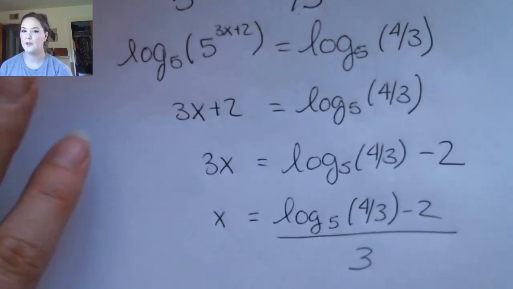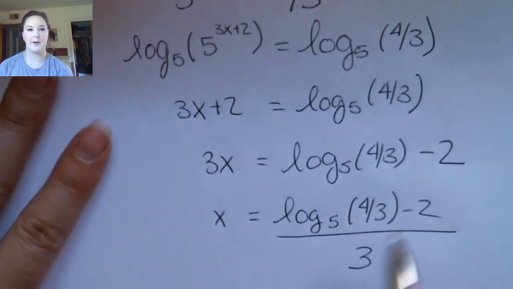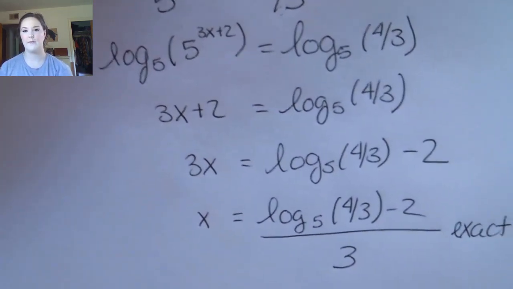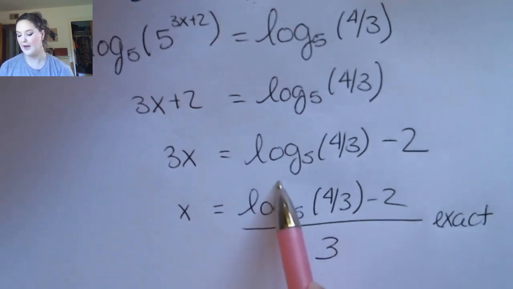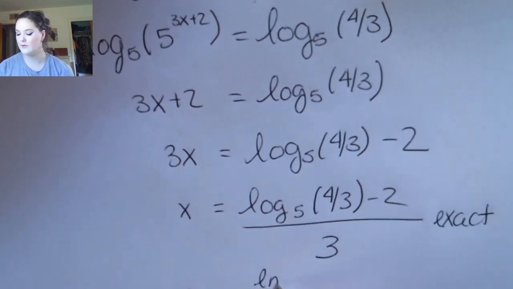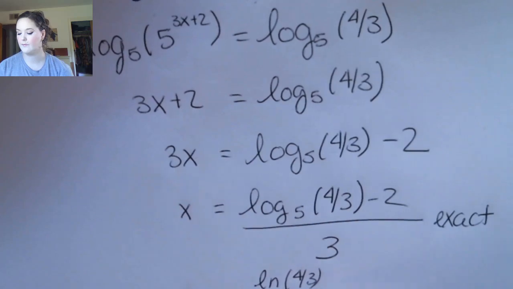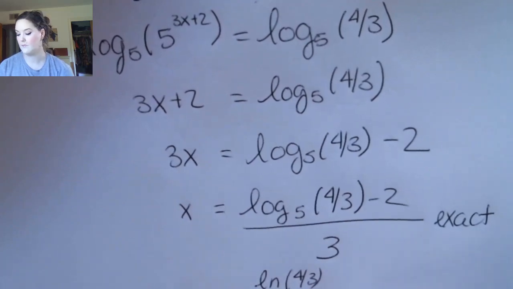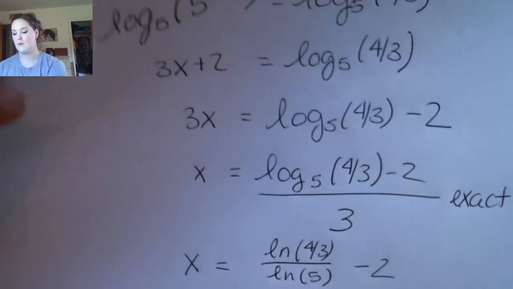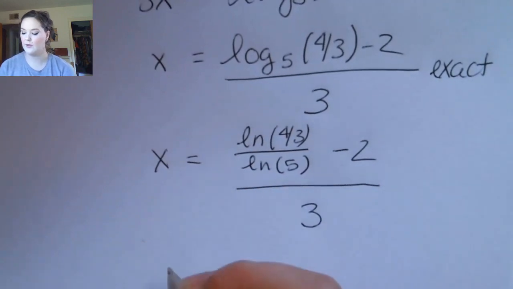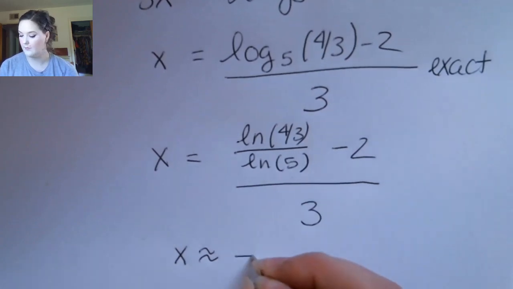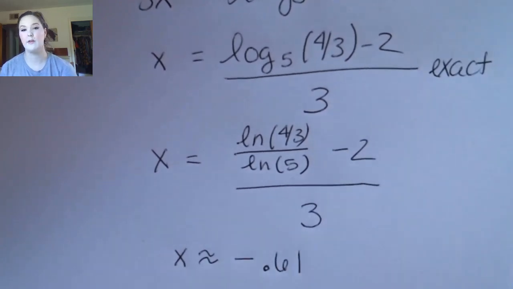Okay, so I wanted to remind you that there's no algebraic way to combine this stuff, so you should just leave it like this, and this is my exact answer. Now to get my approximate answer, again, I'm going to have to use my change of base formula here. Just for variety, we'll use natural log. So we'll end up with this, and when you plug this into the calculator, you should get approximately negative 0.61.